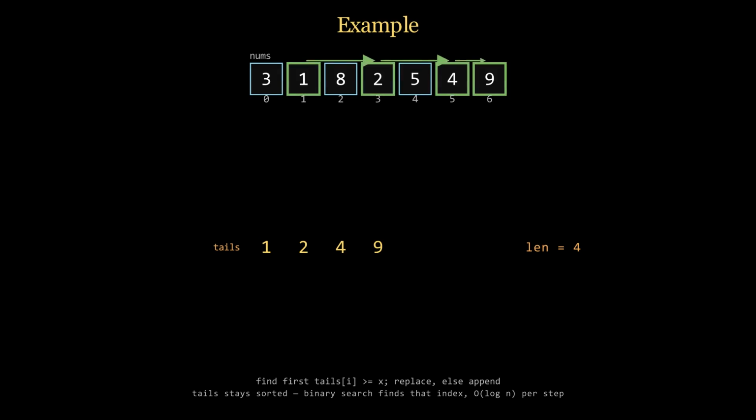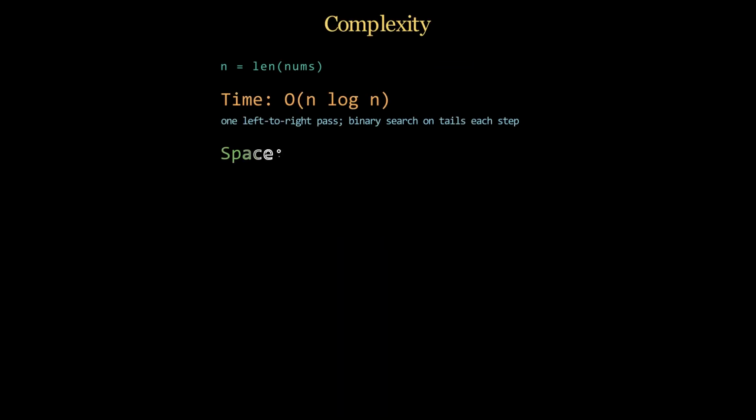The tails row ends as 1, 2, 4, 9, length 4. The chain 1 to 2 to 4 to 9 in nums is one matching strictly increasing subsequence. Time is O of n log n: one linear scan, and each step does binary search on the sorted tails row. Space is O of n for that tails array.